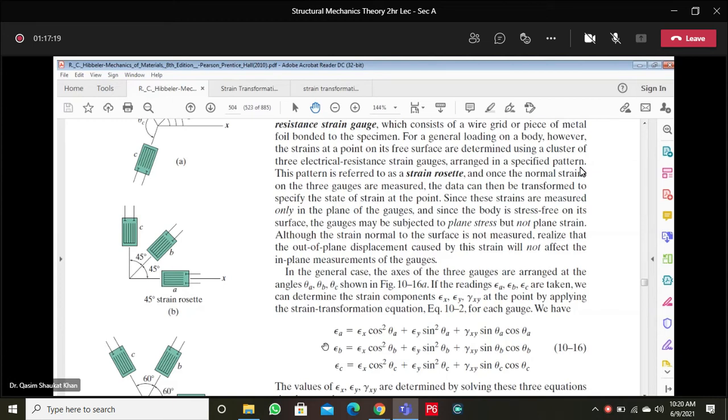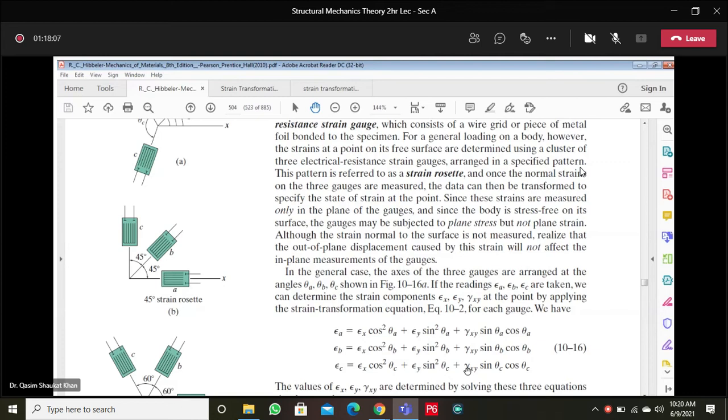If it is clear, then see this. In these three equations, you have epsilon A, epsilon B, epsilon C. You have theta A, theta B, theta C. So the only unknowns are now epsilon X, epsilon Y, and gamma xy. Solving these three equations with a particular set of theta A, theta B, theta C, epsilon A, epsilon B, and epsilon C, you will get your plane state of strain, that is epsilon X, epsilon Y, and gamma XY.